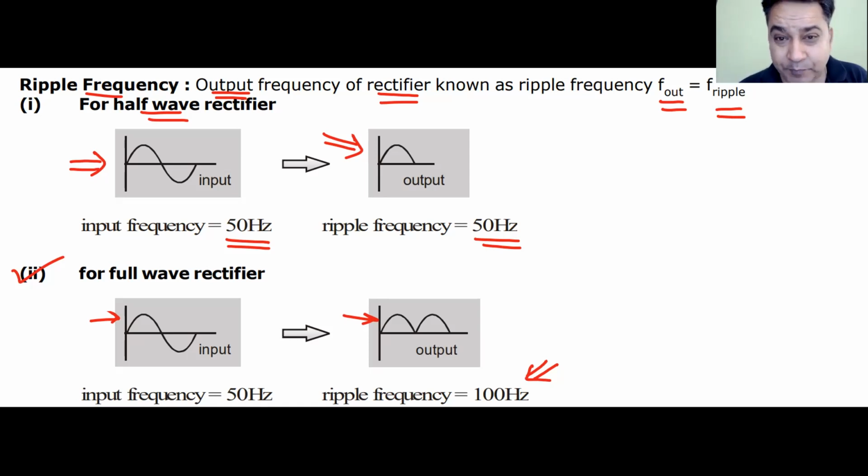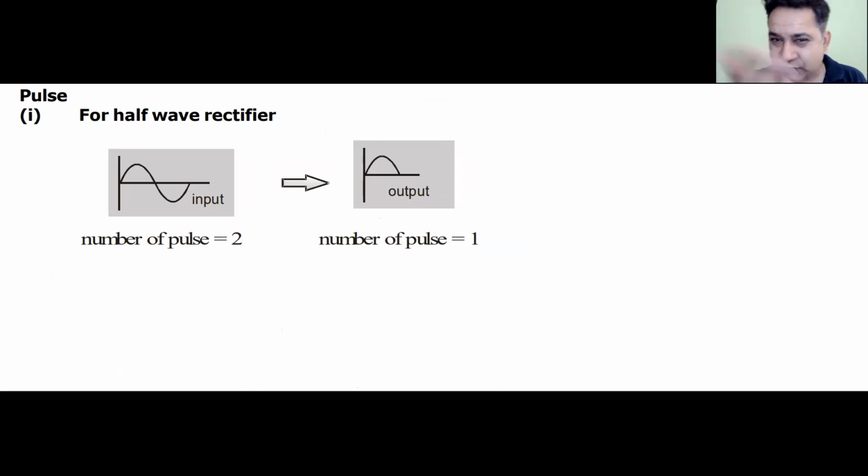Then again, one more thing, pulse. We'll be dealing with pulses. For a half-wave rectifier, the input has two pulses. But for a full-wave output, you will have only one pulse. So two pulses become one pulse in the half-wave rectifier. Do we understand this? Yes, sir. Pulse becomes half, but frequency remains same. Do we understand this? Yes, sir. Don't forget this. I'll give you a minute to note this down.